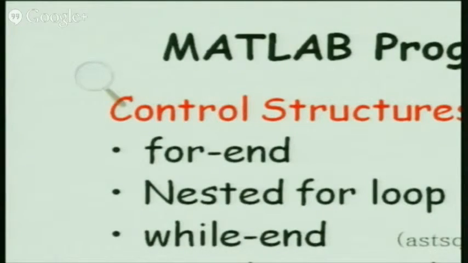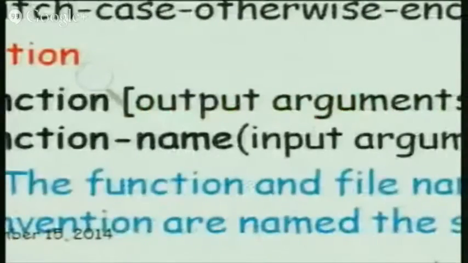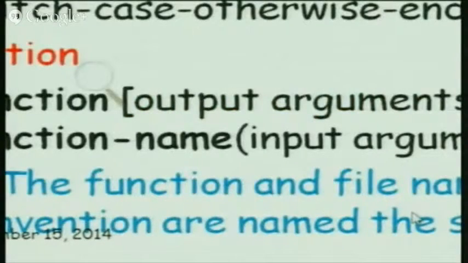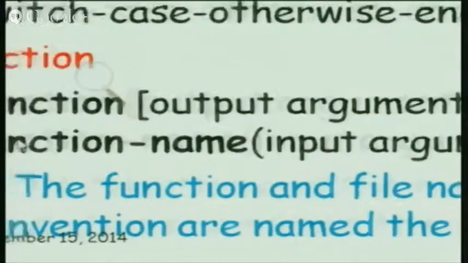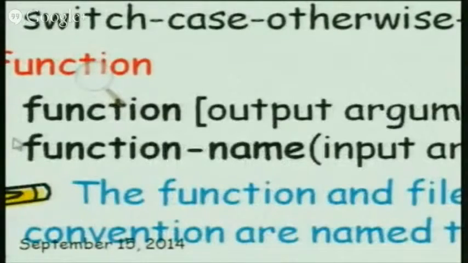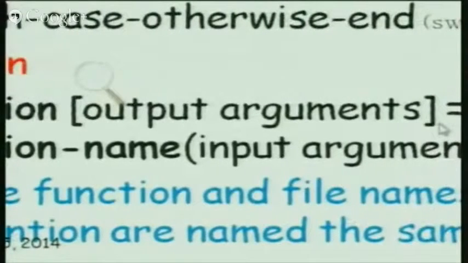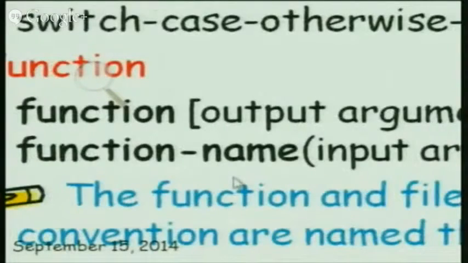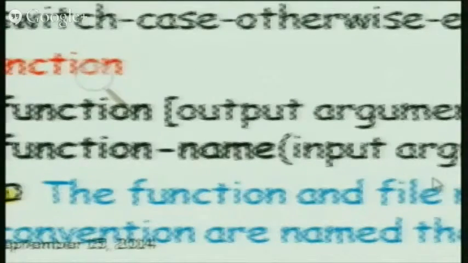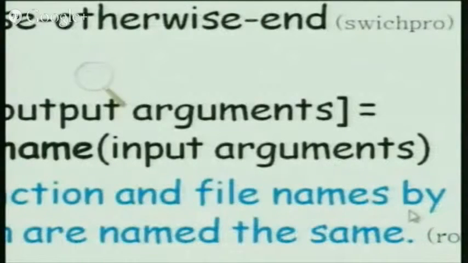So whenever you make a function, you should write function as the first word. See here, function should be the first word, and the output argument should be within square brackets. Then the function name should come, and the input arguments should be within round brackets. Okay, so this is compulsory.